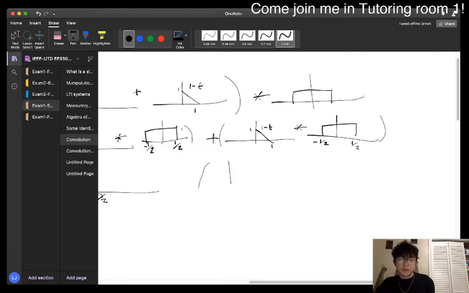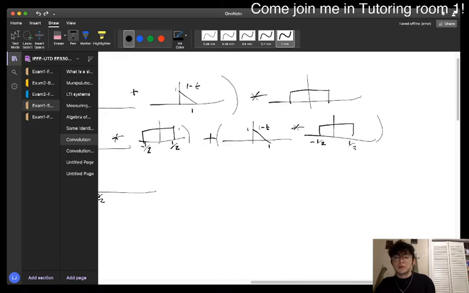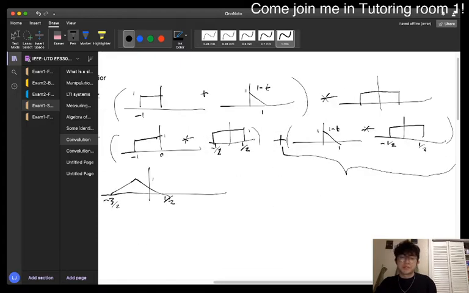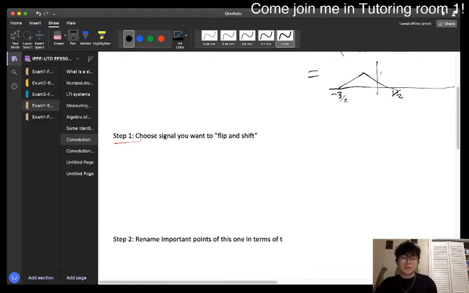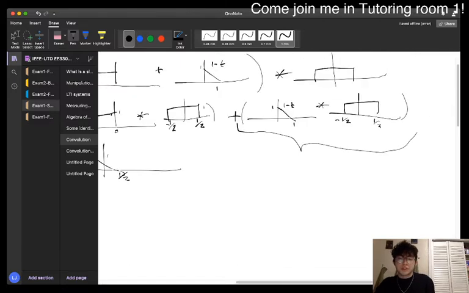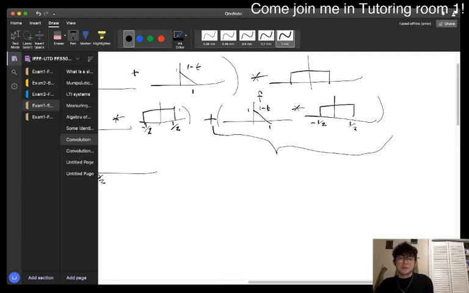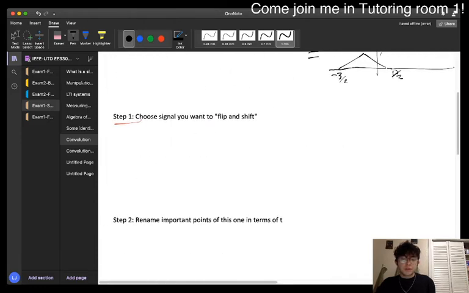We're going to take our signal and do our regular convolution method. This is the one I'm going to be using for demonstrating the method. So choose the one that you want to; let me denote this f of t, and then this one g of t. Choose the signal that you want to flip and shift. Of these two, which one's nicer looking? Well, I would say the one that's symmetric.